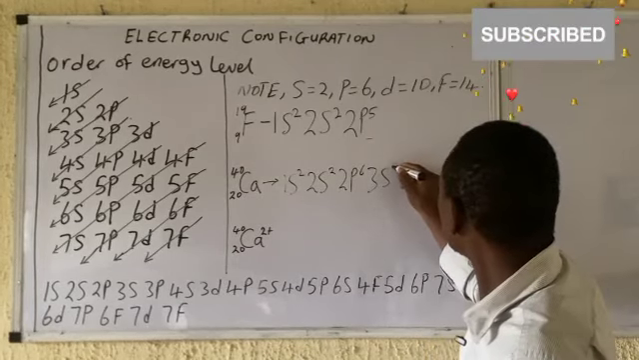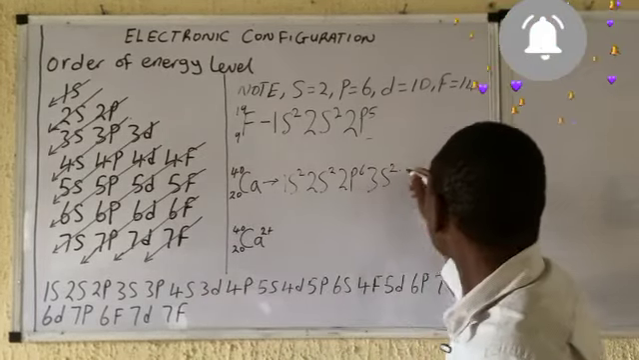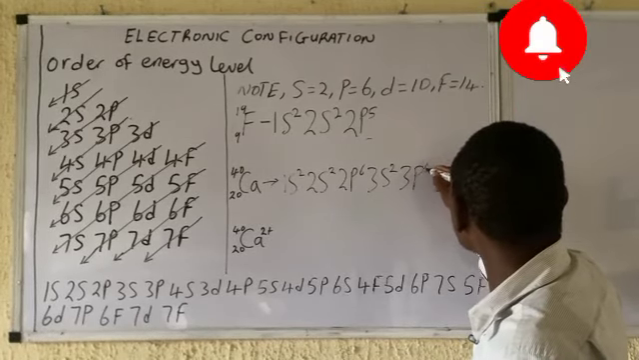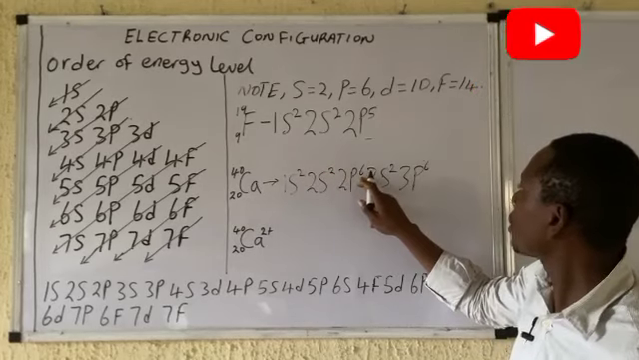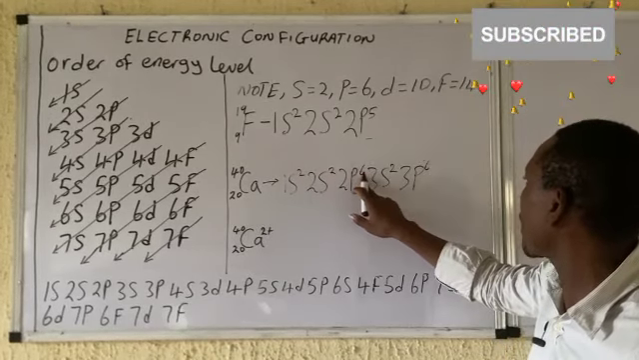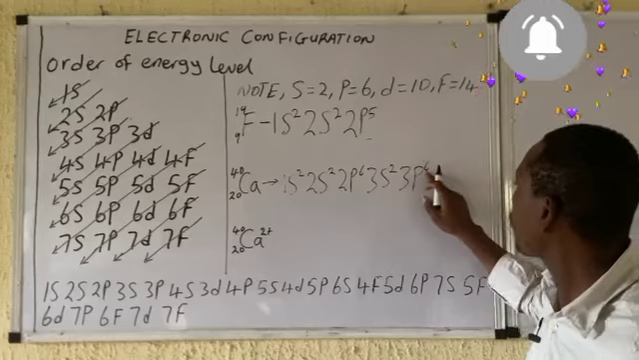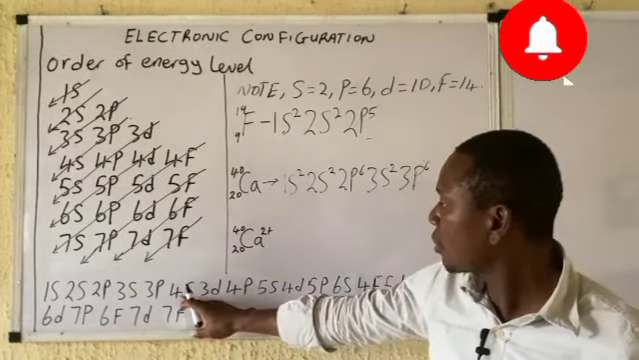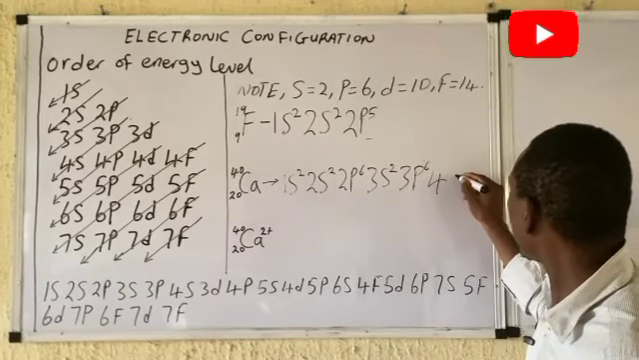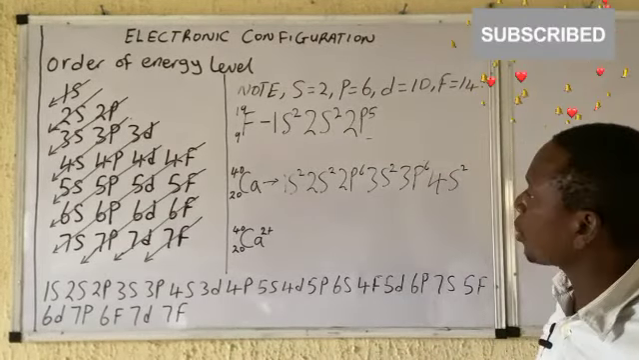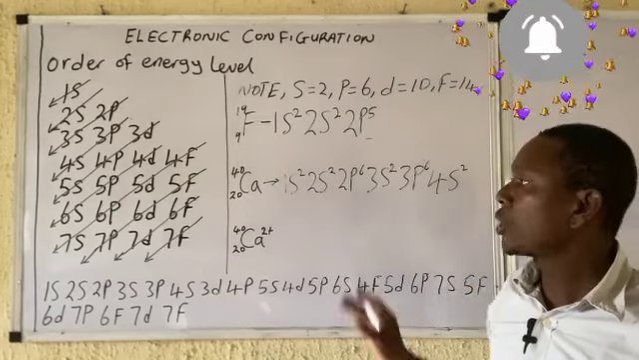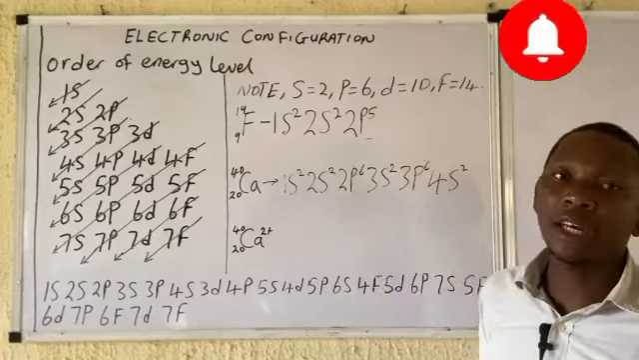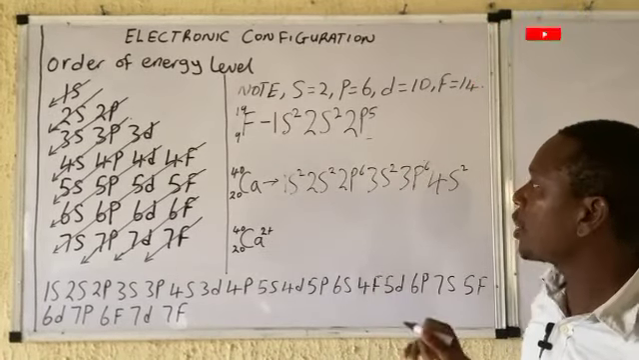3s takes 2. What is the next? 3p takes 6. Note that 3p takes 6. Now, how many do we have? This is 10. 2 plus 2 plus 6 is 10. Plus 2 is 12. Plus 6 is 18. So after 3p, what is the next? 4s. 4s will take 2. So we now have the 20 electrons already arranged in their orbitals or energy levels.